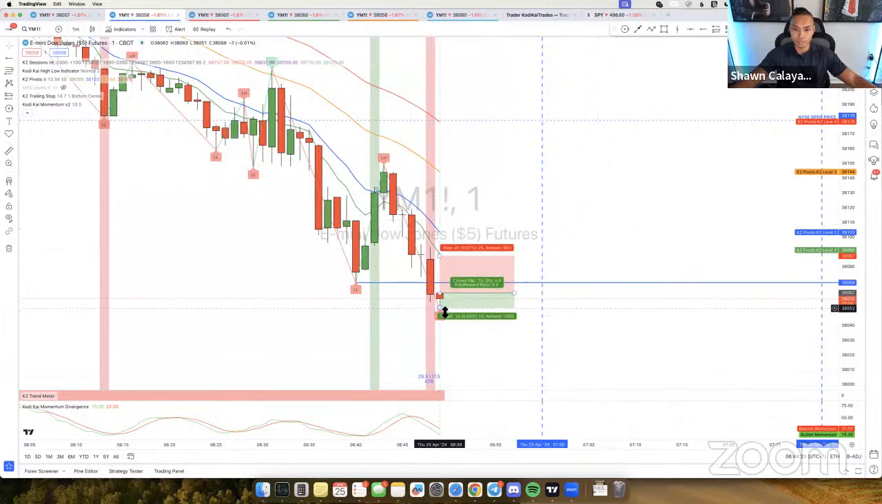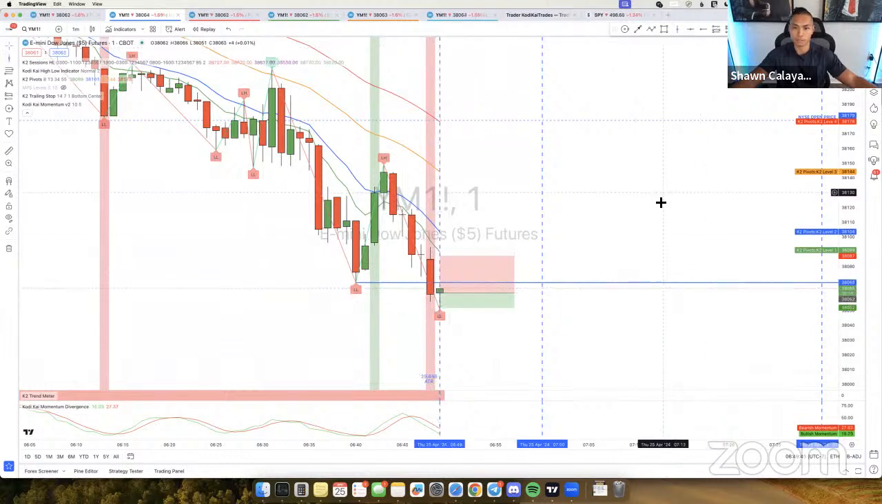I was kind of tempted to take this here as a continuation, but it's not looking like it's going to close. So there's my entry right there, it's a triple confluence. So I did exactly what I was waiting for. I said I'd only take it if this for sure comes down super heavy, which it did.